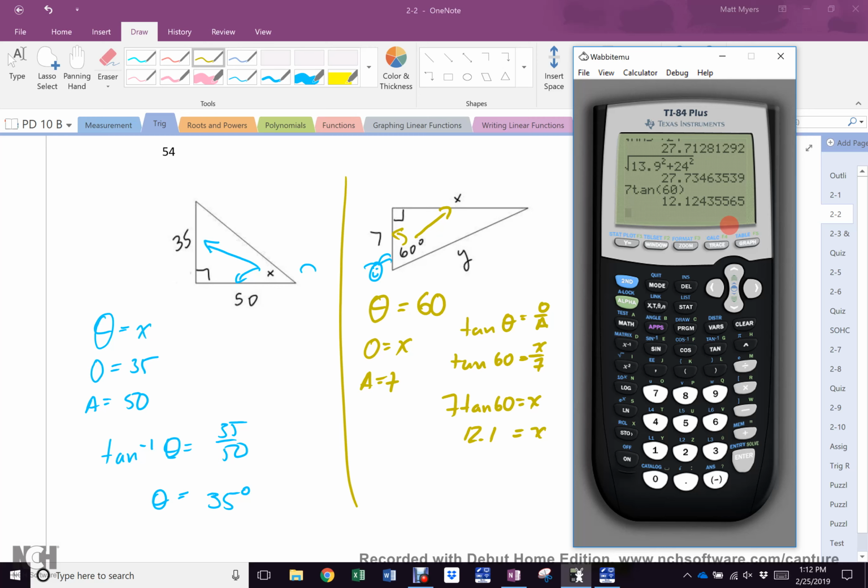How do I find the best possible answer for Y? I use the ANS button. Now, if I'm uncomfortable with that ANS answer button, I can use 12.1, but my answer will be different from my teacher's answer by a couple of decimal places.